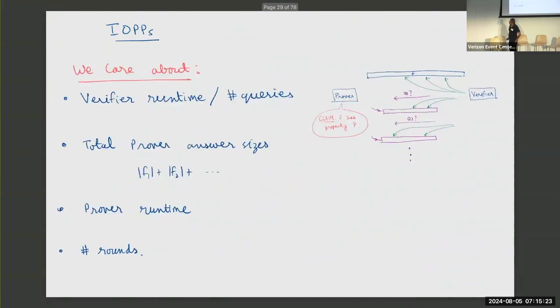Great. And the things that we care about in this model are the verifier runtime, the number of queries that it makes, the total answer size of everything the prover has written down, the running time for the prover, the number of rounds, and the amount of soundness that you get. Things like this are what we really care about. This governs the efficiency of things in this model.